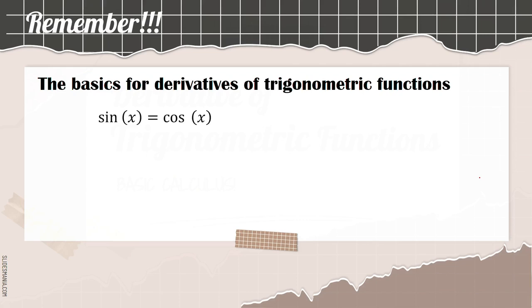First, the derivative of sine of x is equal to cosine of x. Second, the derivative of secant of x is equal to secant of x times tangent of x. Third, the derivative of tangent of x is equal to secant squared of x.